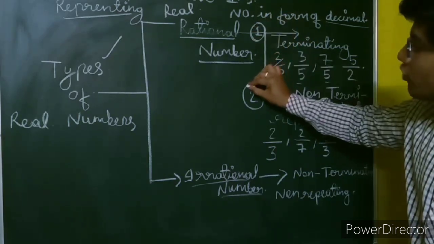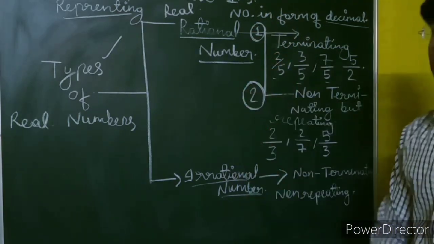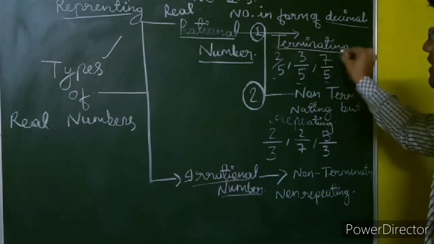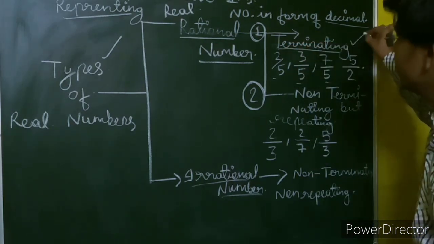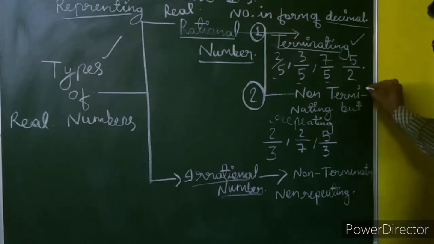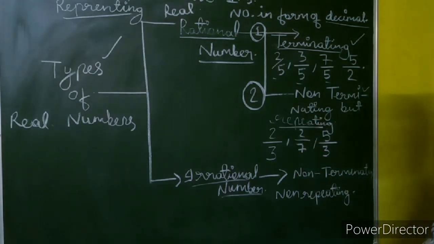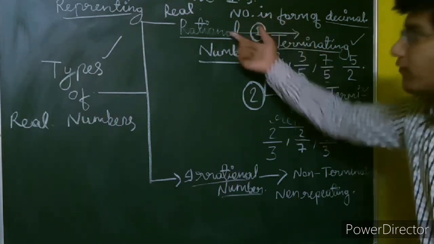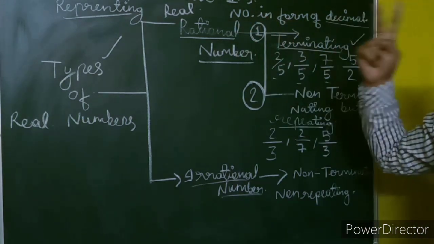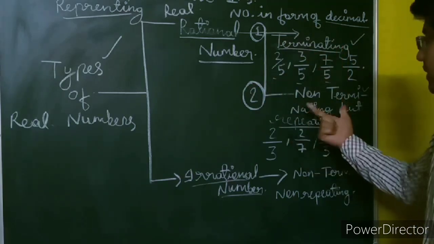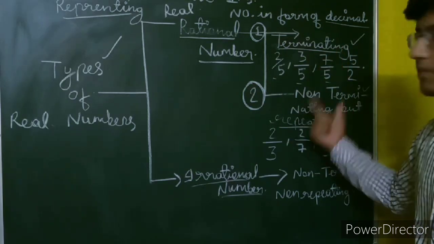Now there are two types of rational numbers. First is terminating, and we will study this terminating in detail. And the second one is non-terminating but repeating. This is the second type of rational number. So we have two types of rational numbers: first one is terminating, second one is non-terminating but repeating.